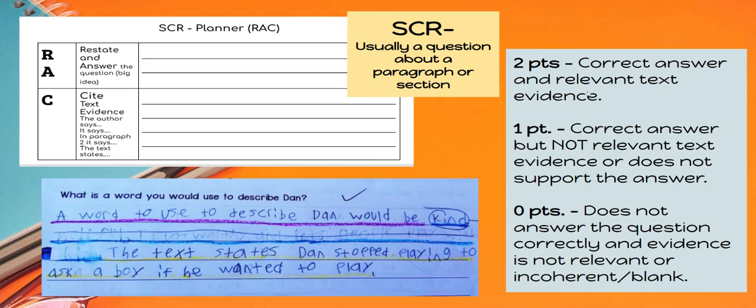How this is going to be graded is: 2 points if it is the correct answer and it has relevant text evidence. 1 point if it has the correct answer, but the evidence is not relevant or it's the wrong text evidence. 0 is if they did not answer the question correctly and they don't have the right evidence, or it is incoherent or blank.